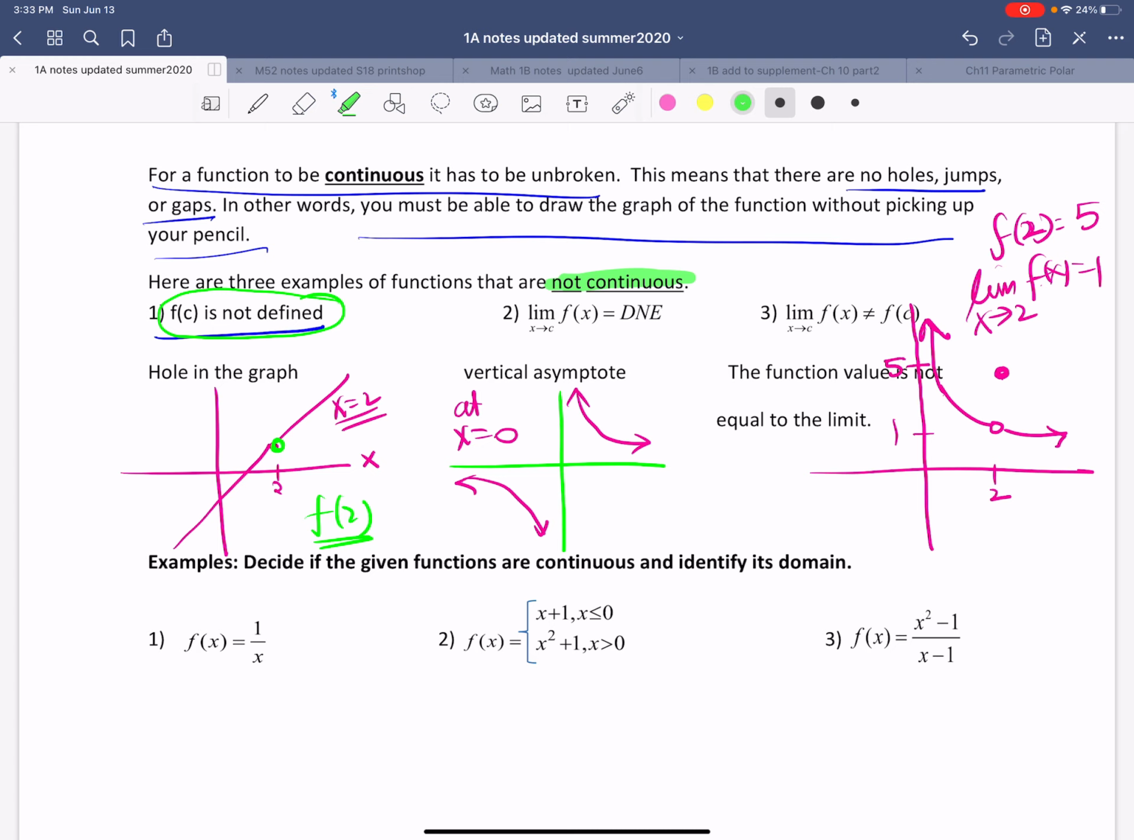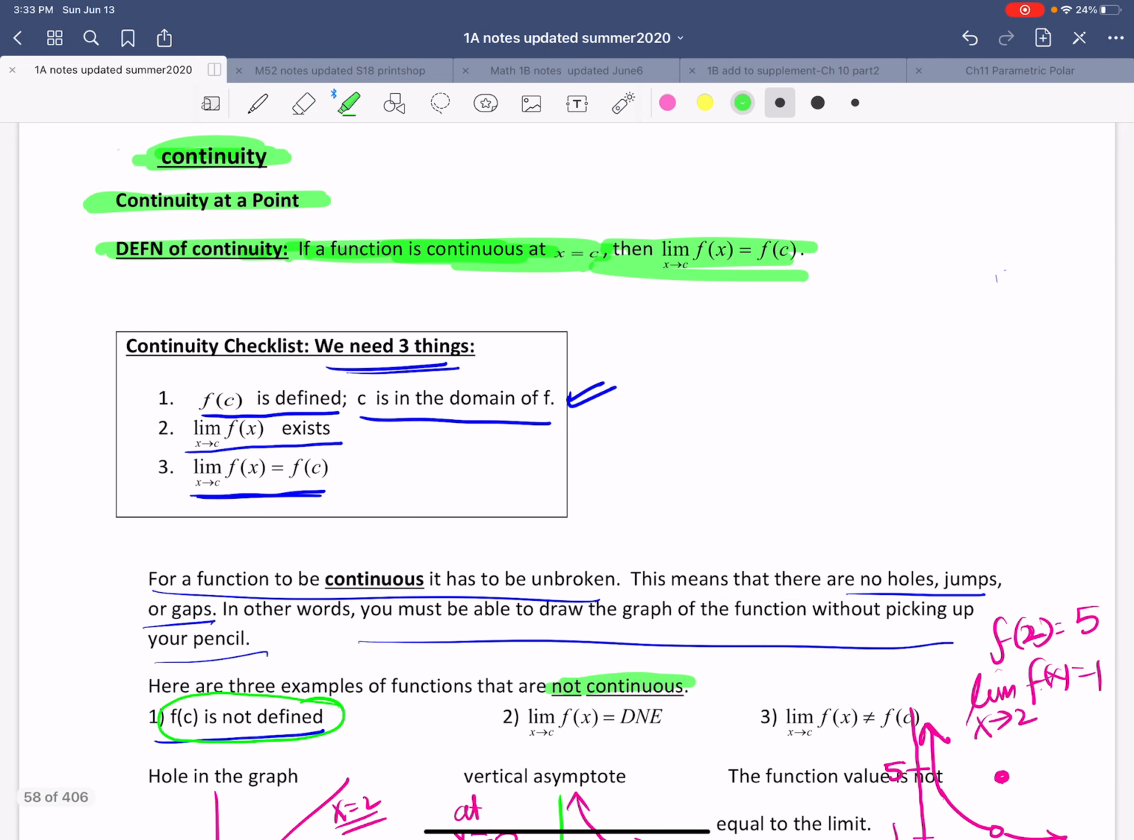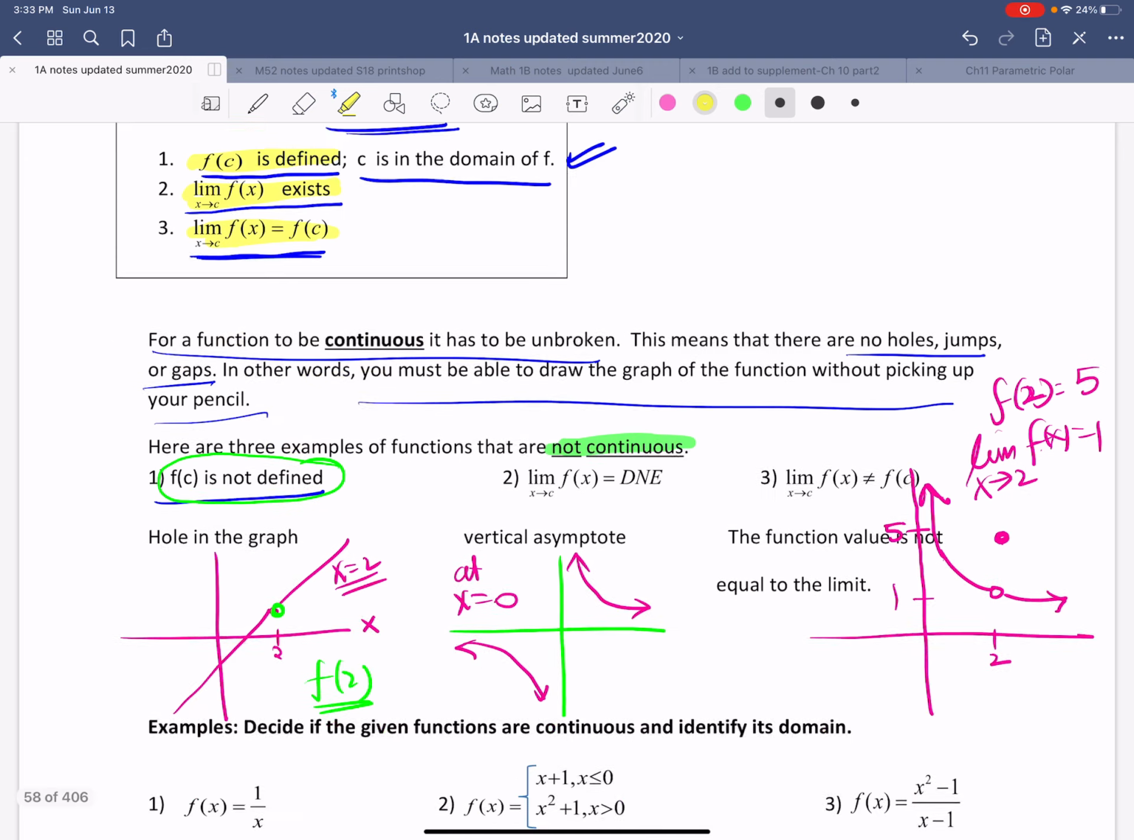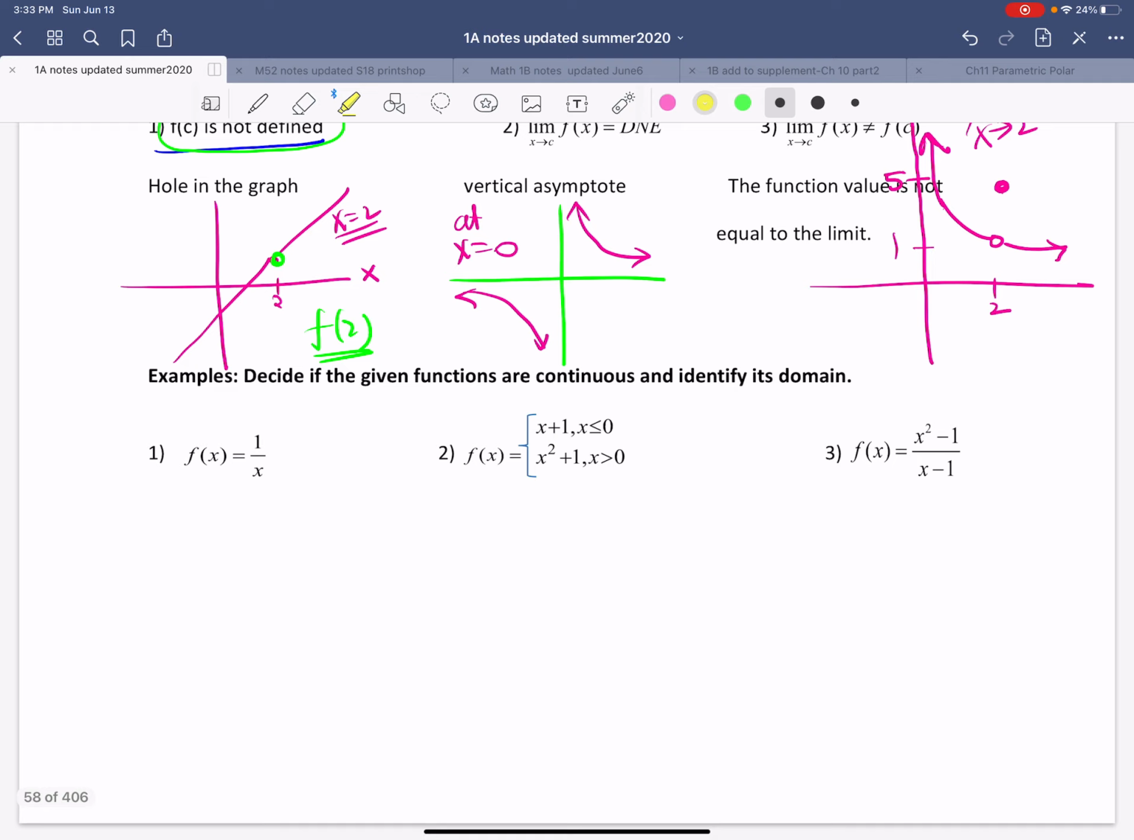So, three things we need for continuity. The f of c must exist, the limit should exist, and the limit and the value of the function should be equal at the point c.